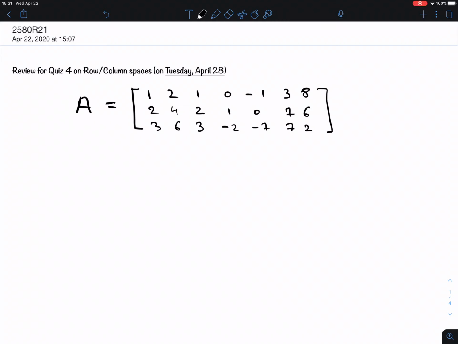Okay, so our next quiz on the next Tuesday is on these row column spaces that we have talked about, and also null spaces, by the way, so I'll add this here also, null spaces, and this is all material from 4.7.